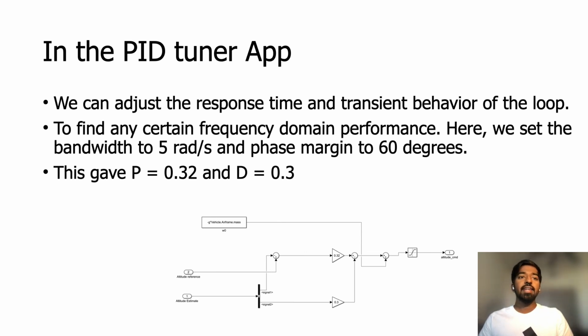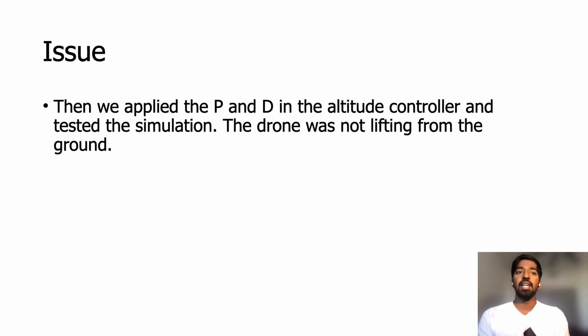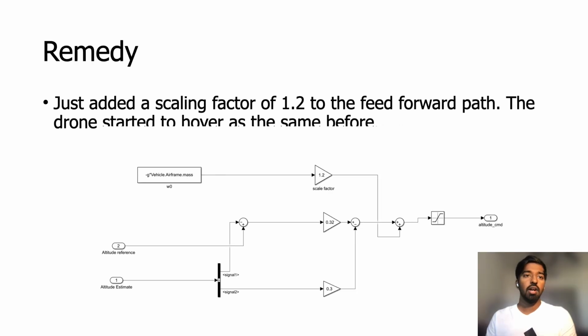And to find any certain frequency domain performance, we just set the bandwidth to 5 radians per second and the phase margin to 60 degrees. This gave us a P value of 0.32 and a D value of 0.3. After we applied the P and D gains to the controller, we had a problem that the drone was not lifting from the ground. And I just tried to scale the scaling factor by 10%.